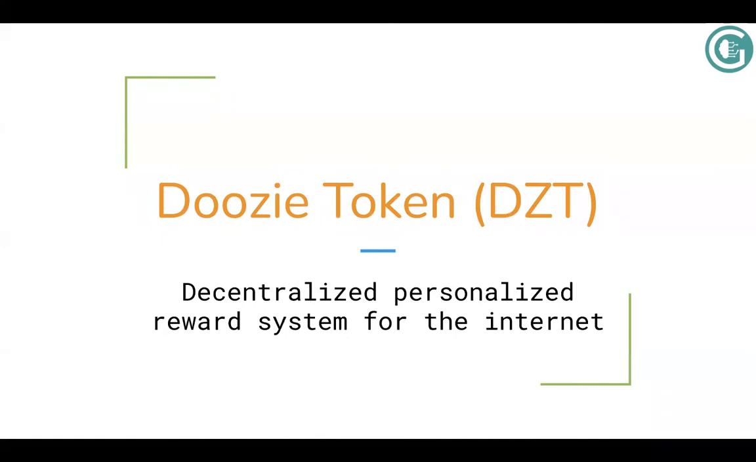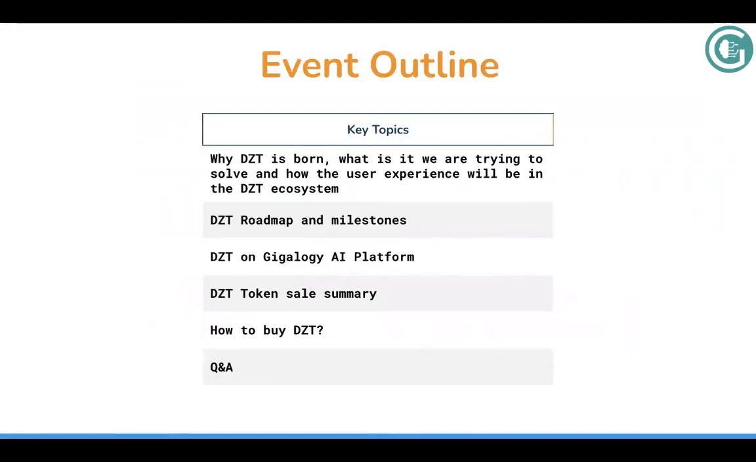Let's focus and jump into the main topic of today, which is Doozie token, a decentralized personalized reward system for the internet. Let me first share the event outline today. We have a few key topics. First of all, I will be talking about why Doozie token was born. What is it we are trying to solve? How the user experience will be in the Doozie token ecosystem.